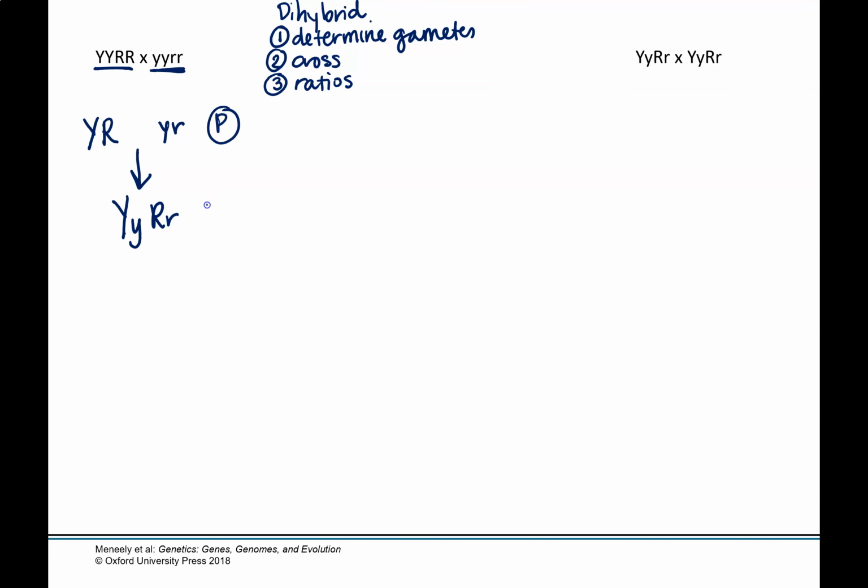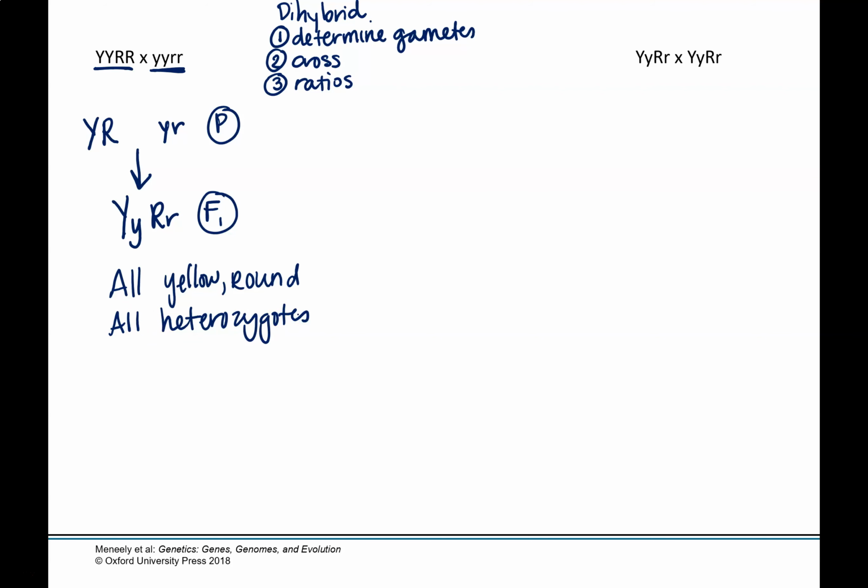So there's our parent generation, there's our F1 generation. So determining the gametes there is actually pretty easy. Doing the cross is pretty easy because there's only one possible outcome. And then our ratios are easy because we're just going to be all yellow and round. And they're going to be all heterozygote for both traits.